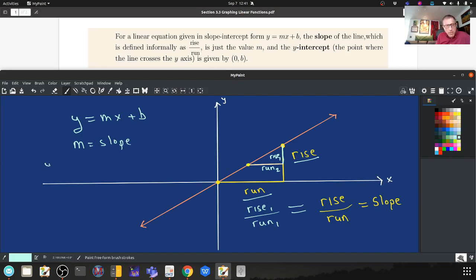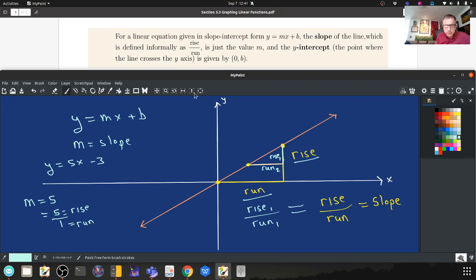So if I have y is equal to 5x minus 3, then m is equal to 5. But that's equal to 5 divided by 1. That means its rise is 5 and its run is 1. So what is the b value?